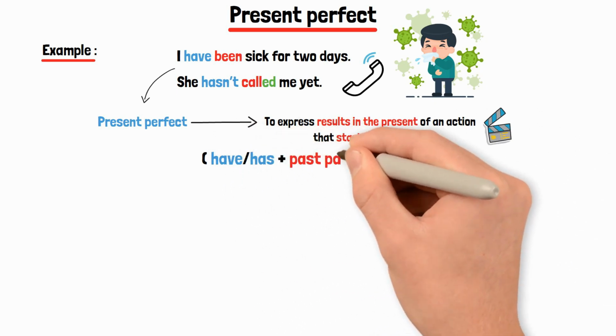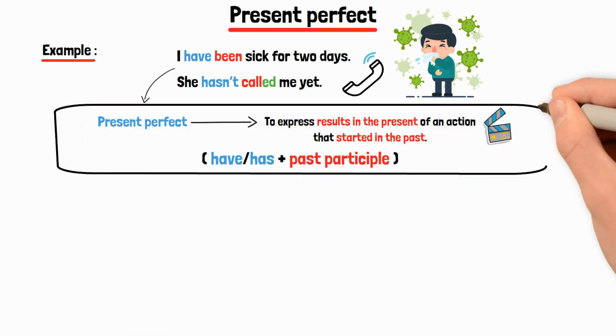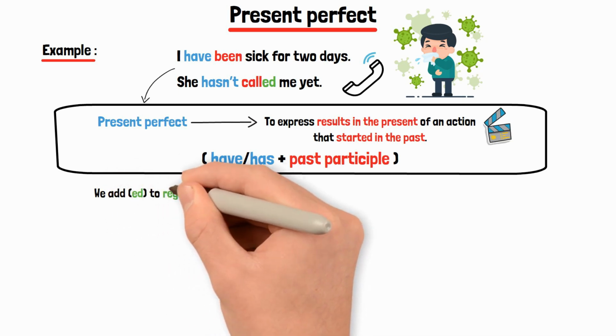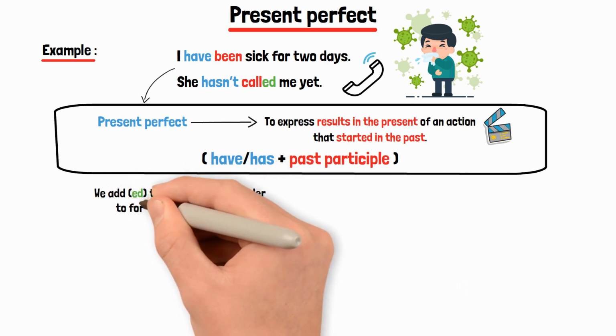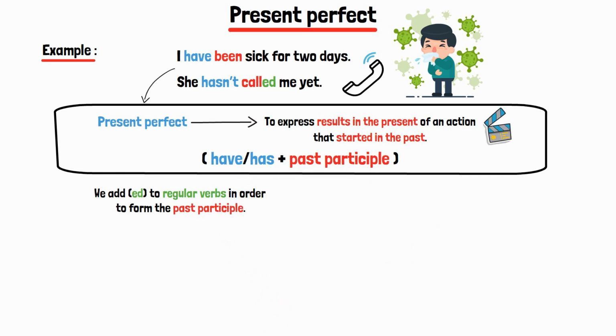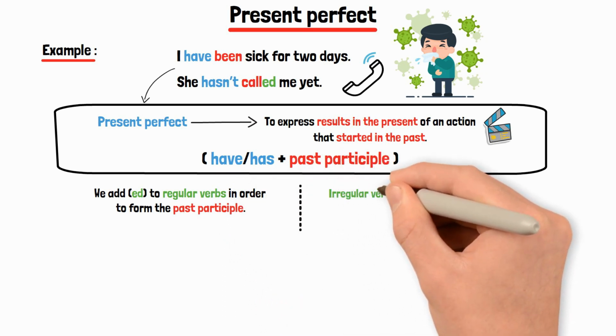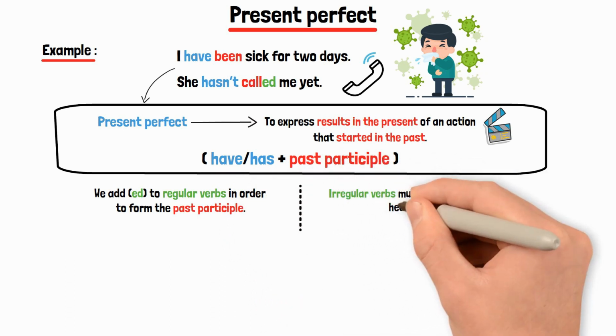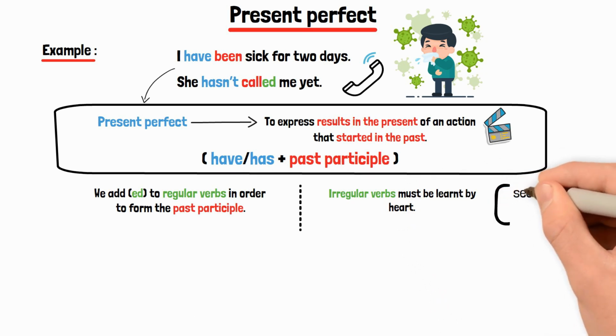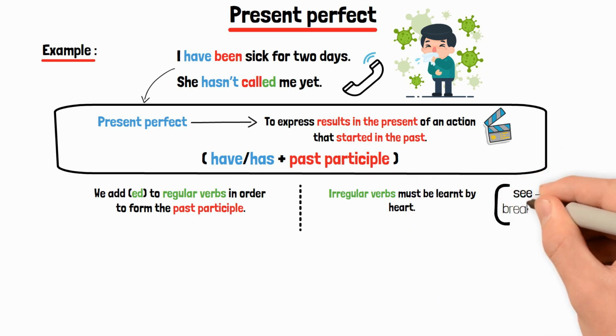Have or has plus past participle. We add -ed to regular verbs in order to form the past participle. Irregular verbs must be learned by heart. For example, see, seen, break, broken.